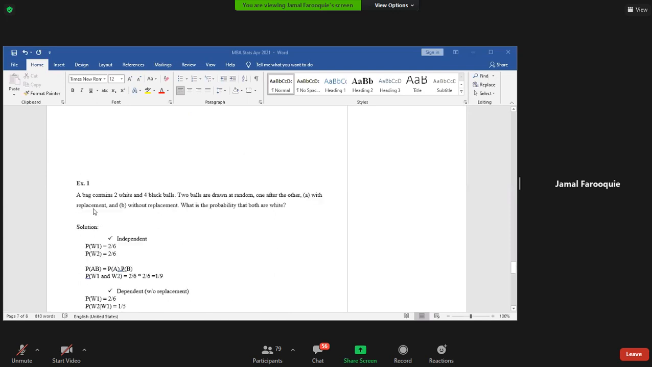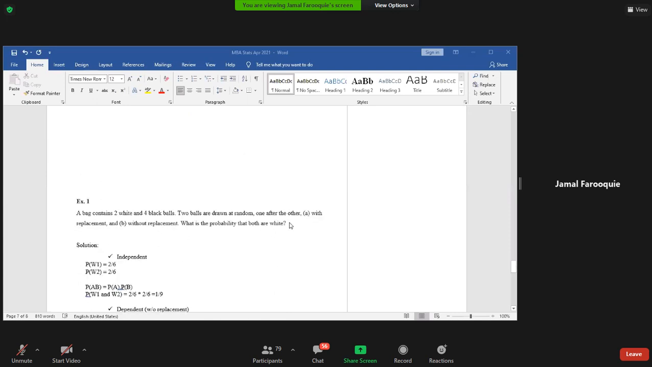For example, we have this numerical: a bag contains 4 black balls, 6 total balls. 2 balls are drawn at random, one after the other. What is the probability that both are white?